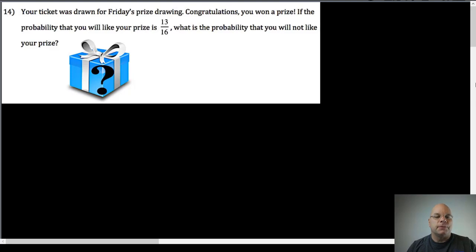Problem number 14. Your ticket was drawn for Friday's prize drawing. Congratulations, you won a prize. If the probability that you will like your prize is 13/16, what is the probability that you will not like your prize? This is just testing your understanding of complementary events. If the probability that you will like your prize is 13/16, the probability that you will not like your prize must be 1 minus 13/16, or 16/16 minus 13/16. So 3/16.